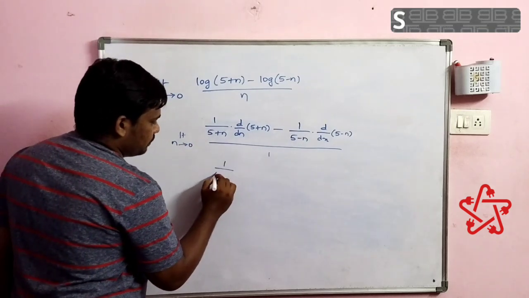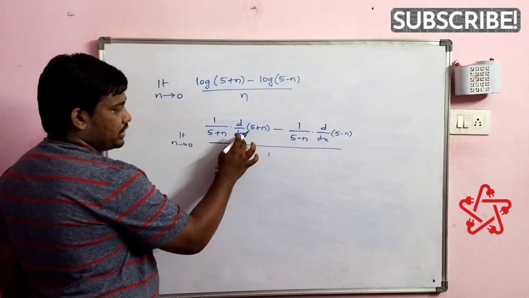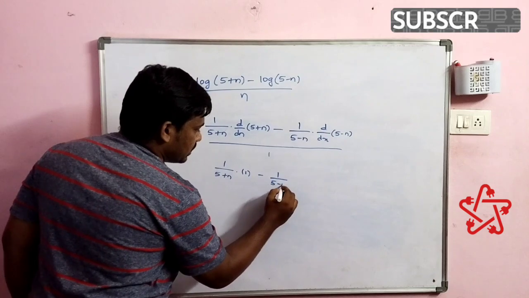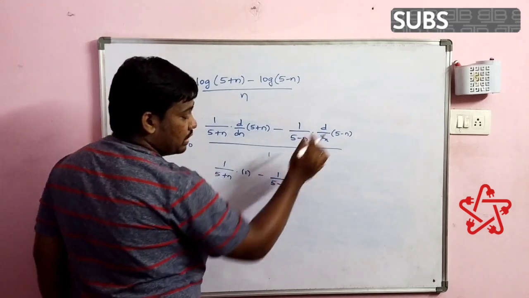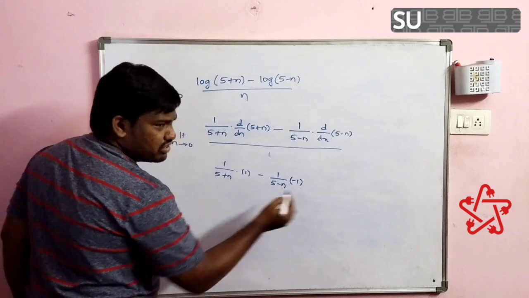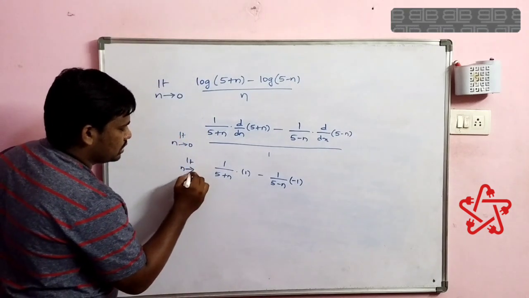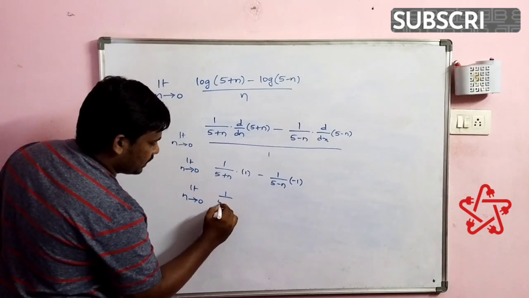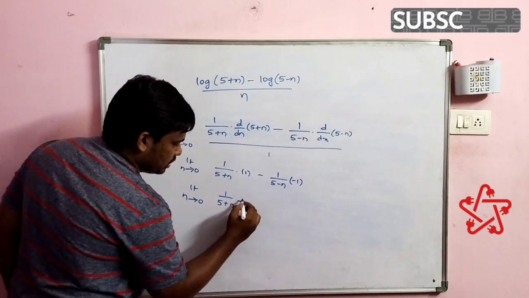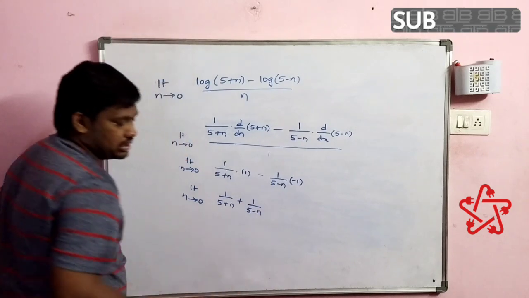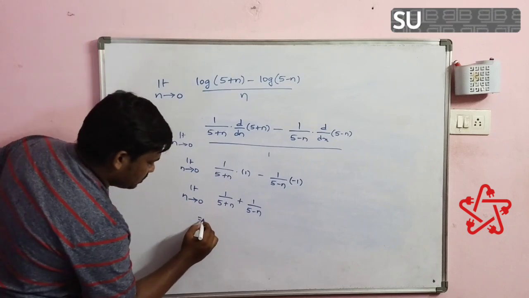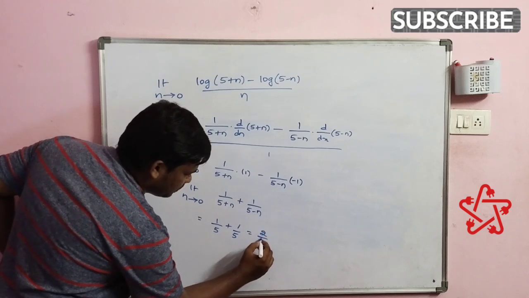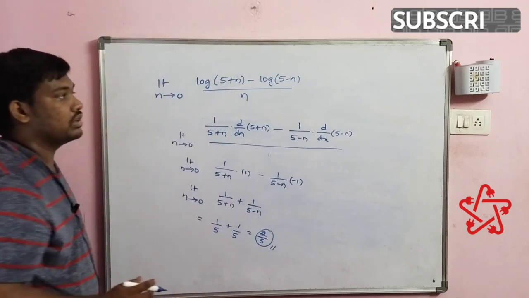Now 1 by (5 plus n) into differentiation of 5 plus n, which is 1, minus 1 by (5 minus n) into differentiation of 5 minus n, which is minus 1, divided by 1. No need to keep that. Limit n tends to 0: 1 by (5 plus n) minus, it becomes plus, 1 by (5 minus n). If you substitute the value 0, 1 by 5 plus 1 by 5 becomes 2 by 5. This is the way of solving such kind of question.